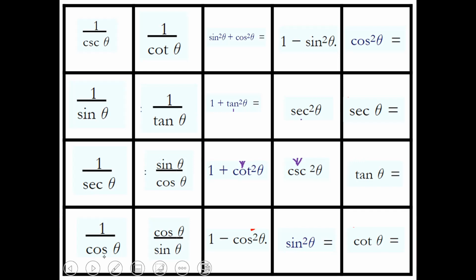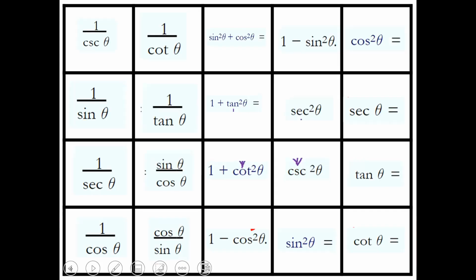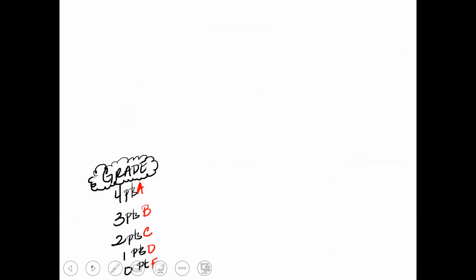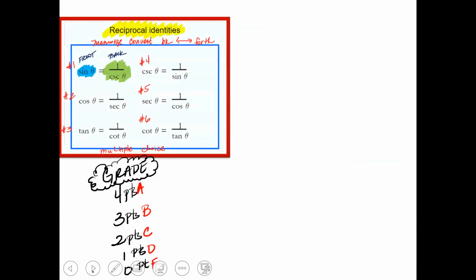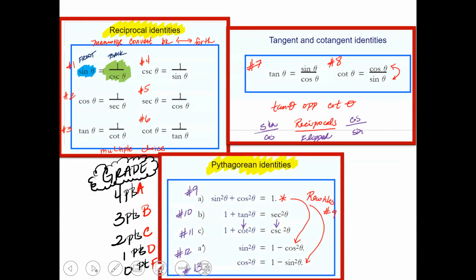Okay, now that you have them cut out, you have 20 little cards. On the back of these cards, you need to go ahead and write down what they're equal to. Like, for example, what is cosecant squared theta equal to? And if you need a little bit of a refresher, here are some of the reciprocal identities that I used to teach when I was teaching pre-calculus. So take a look at that. And these are all the ones that you should have.